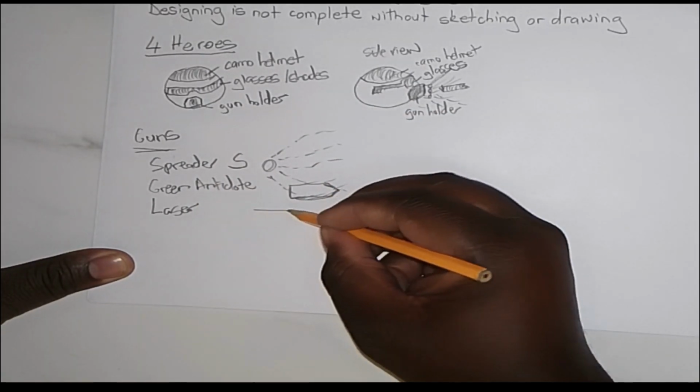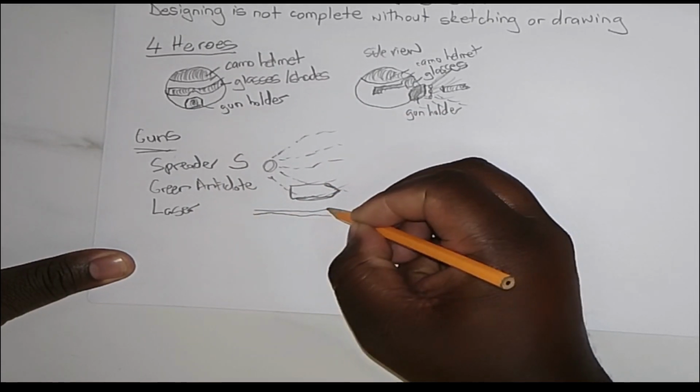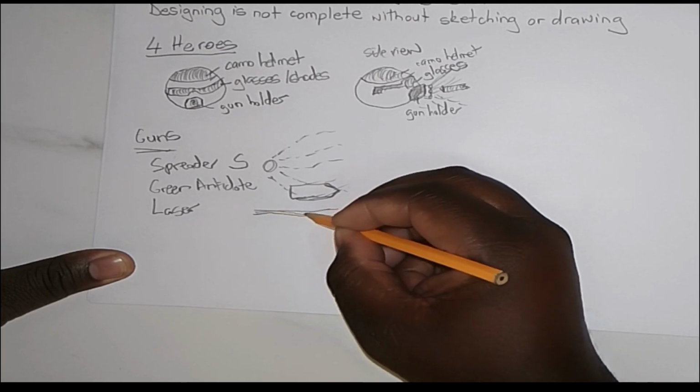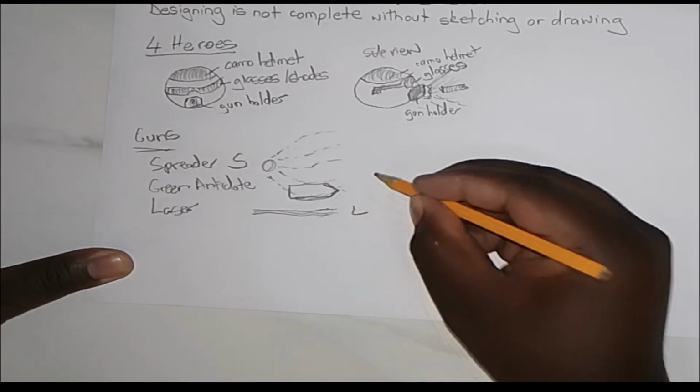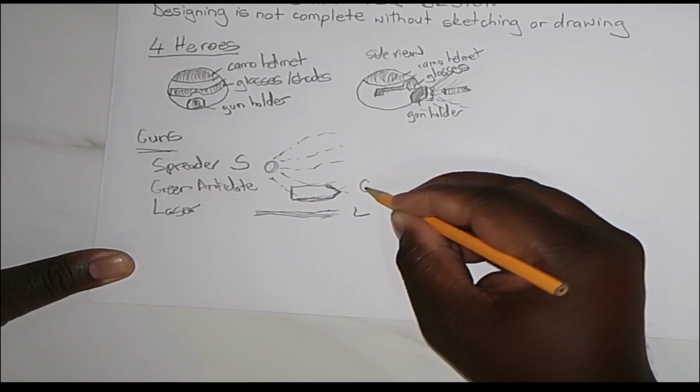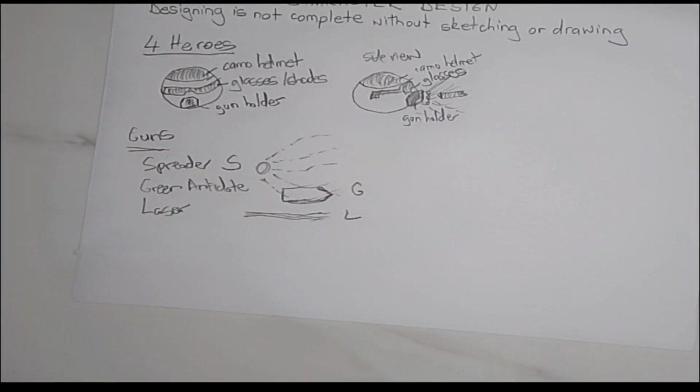And as you know, lasers are just beams of energy. So we are going to have a laser gun represented by L. This one will be represented by a letter G in the game, in case a player wants to see which gun they are going to be picking. S is for spreader, G for green antidote, and L for lasers. So for the initial setup, these are the guns I have in mind.